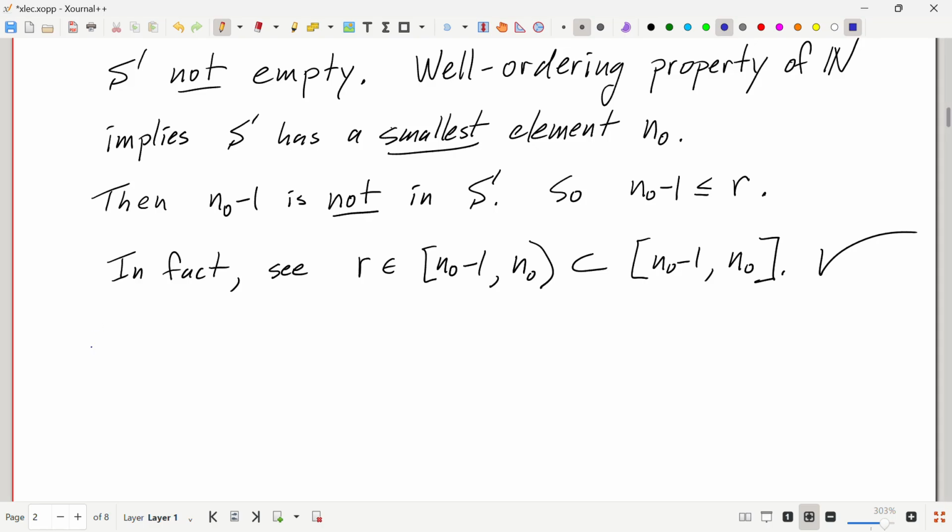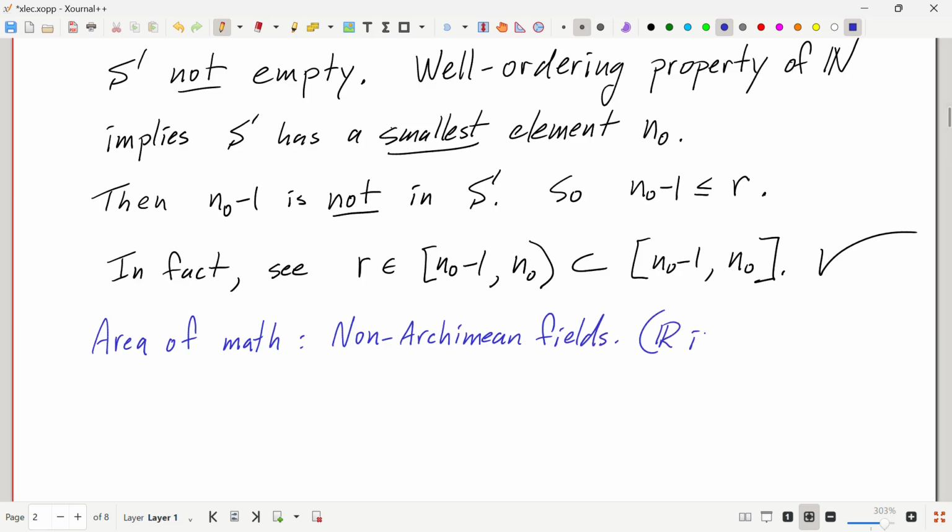So this whole area of math that my colleague has spent a lifetime studying, non-Archimedean fields. R is an Archimedean field. So it satisfies the field properties and these basic axioms that Archimedes realized were necessary.